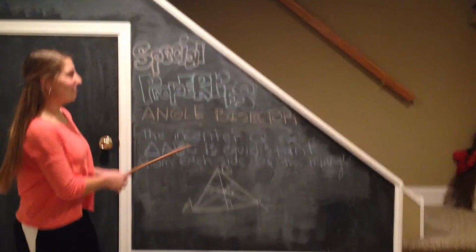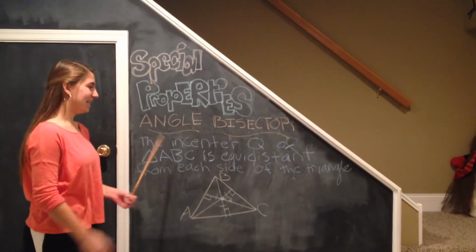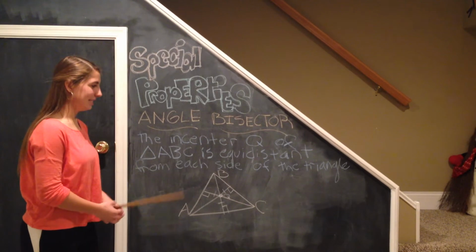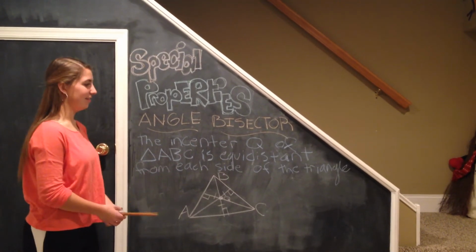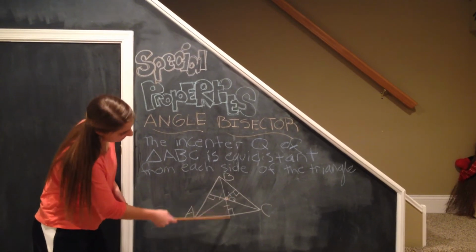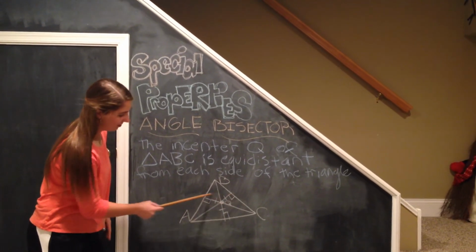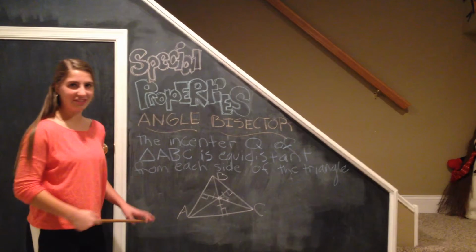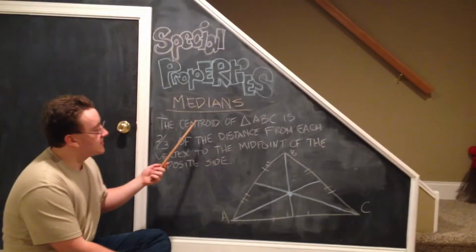An angle bisector's special property is that the incenter Q of triangle ABC is equidistant from each side of the triangle. So you can see here that all three of these segments are equidistant from each of the three sides of the triangle.